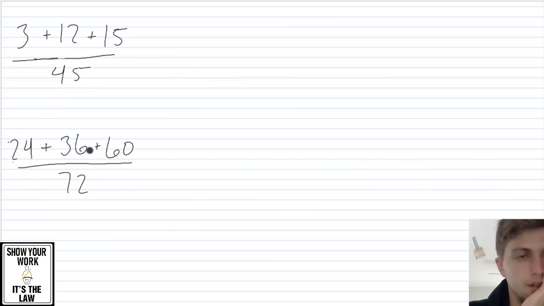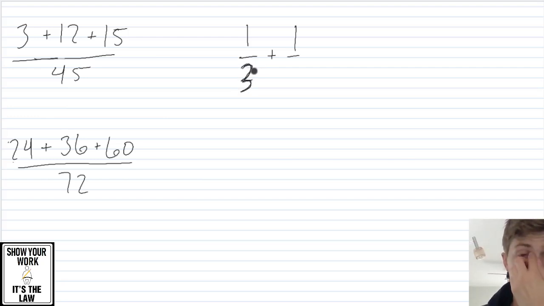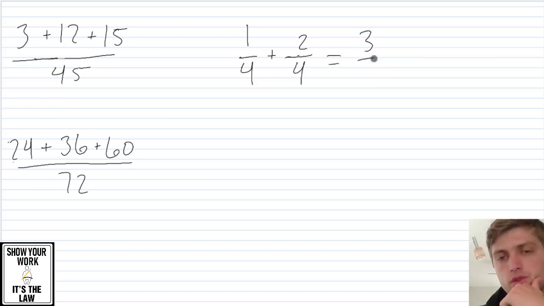Here we're going to look at another principle of division in fractions. I don't know if you've known this before, but I'll teach you right now. So let's say we have 1/4 plus 2/4. So if we added those together, of course we would get 3/4.